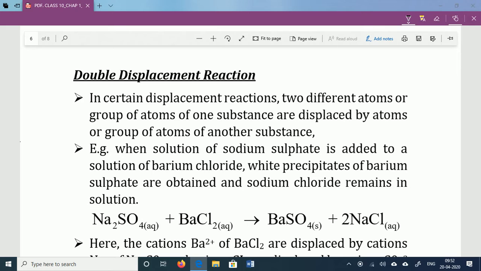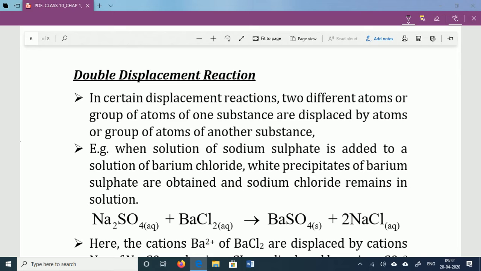In a displacement reaction, one is in the metal form, meaning the element form, and the second one is in the compound form. Now here both are in the compound form, both are available in the solution form, then the positive ion is also going to displace and the negative ion is also going to displace. In a displacement reaction only the positive ion is going to displace, but in a double displacement reaction both the ions are going to displace, and that's why it is called a double displacement reaction.